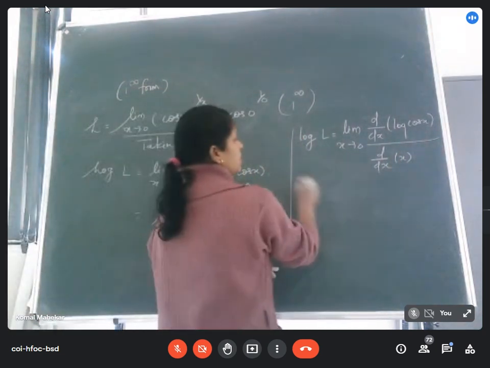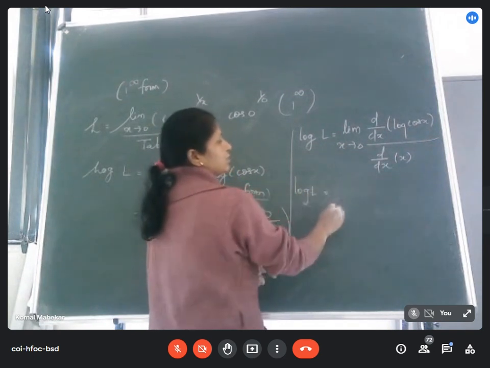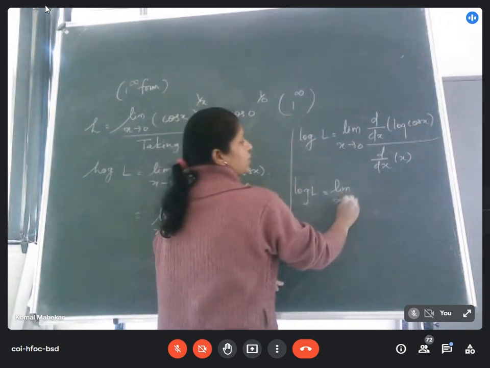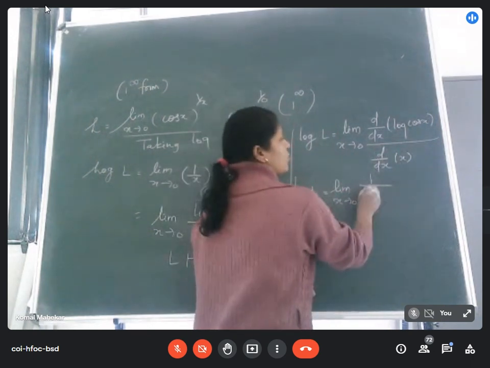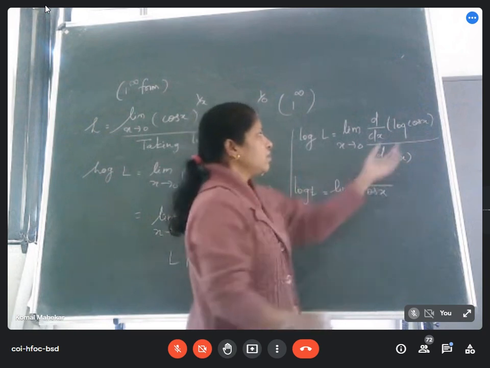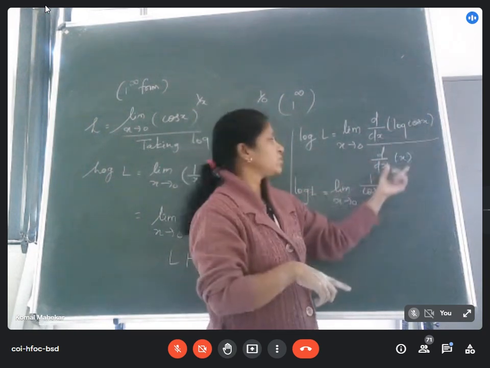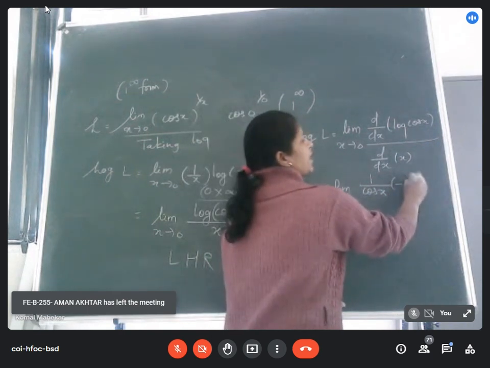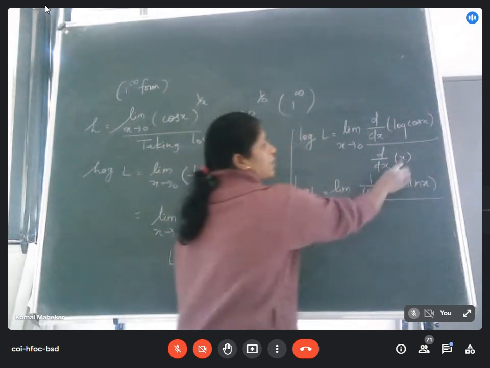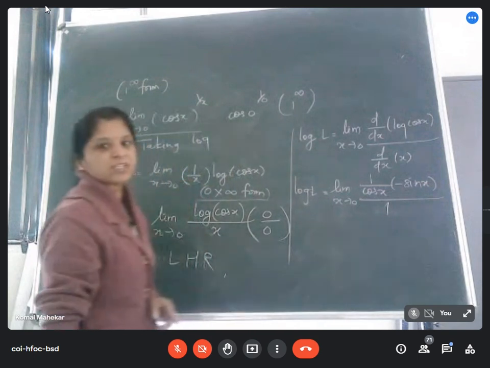So log of L is equal to limit x tends to 0 of the derivative of log of cos of x, that is 1 upon cos of x. Log x derivative is 1 upon x, so according to that it is 1 upon cos x into the derivative of cos x, minus sin x. And divided by the derivative of x with respect to x, which is 1.